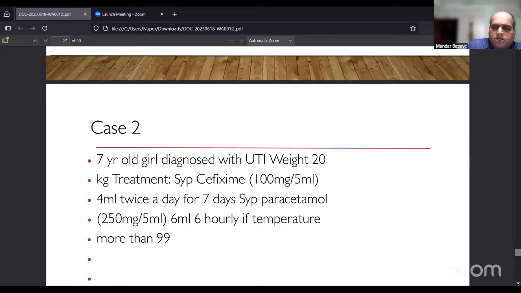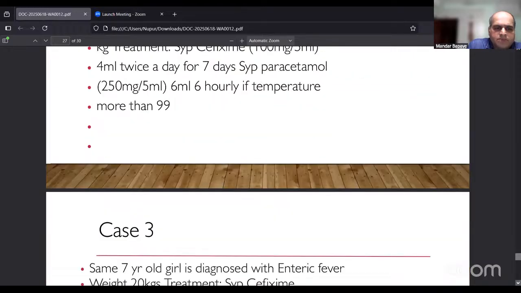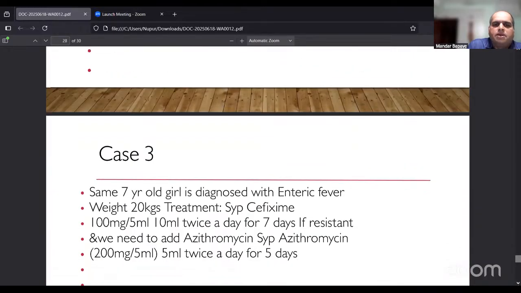Again, paracetamol is given on SOS basis. The same girl who suffers from enteric fever, the dose of cefixime is double. Again, there are formulations available, 200 milligram per 5 ml. If it is easily available, you can give that. The dose would be then 5 ml twice in a day. Otherwise, with 100 milligram per 5 ml, the dose would be 10 ml twice in a day for 7 days.